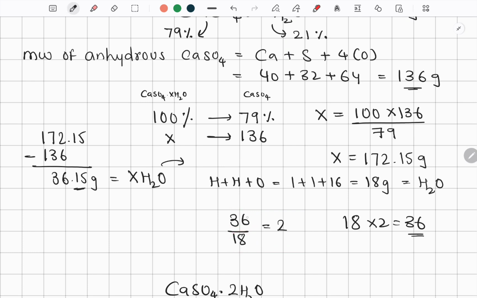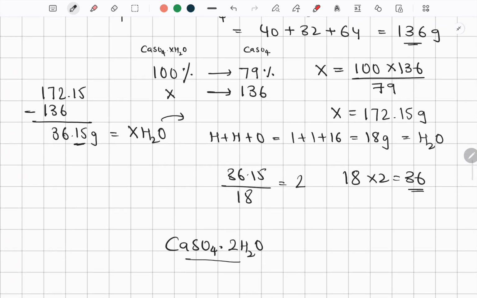Some student might say that over here it was 36.15, then why did we do 36 by 18? So it's just a rough value. Water cannot be 2.1 or 2 point something, no, it has to be 2. So when we do 36.15 by 18, you get the answer 2 point something. So we have to take only 2, never ever take a fraction in the formulas. So it's going to be 2. So the final formula would be CaSO4.2H2O, which is nothing but calcium sulphate dihydrate.